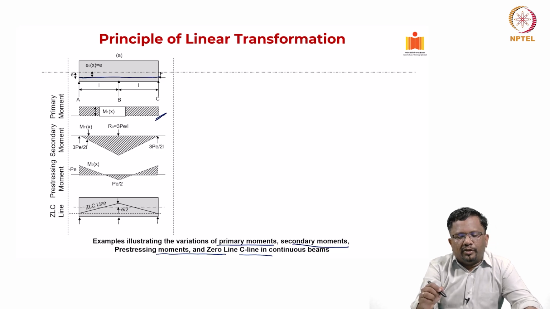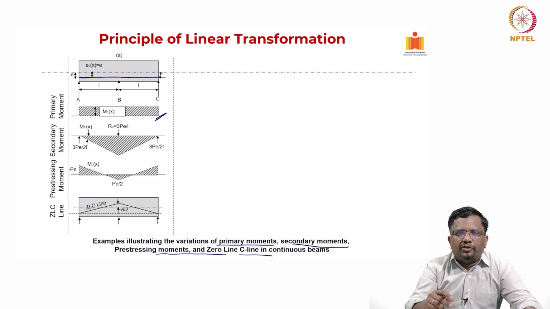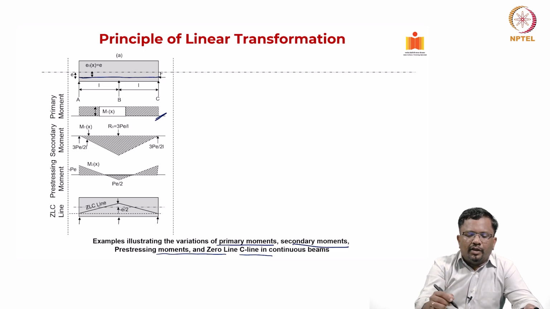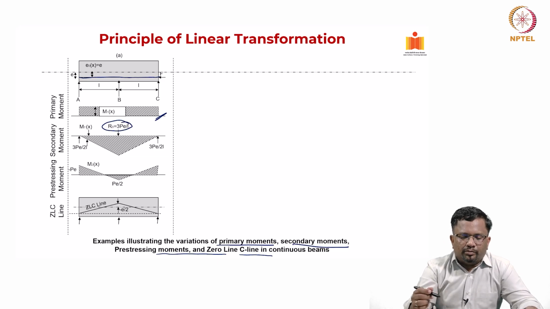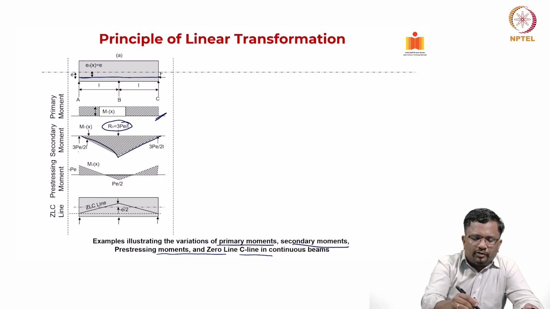Now what is secondary moment? Secondary moment will be created by the reactions that are developed in the intermediate supports, which are going to push the beam downward and create a positive moment. We have seen that. Let's say that I found this reaction using the method of superposition or some other methods, and I found this value, and then if I calculate the moments, this is what I am getting. This is basically your secondary moment, okay.